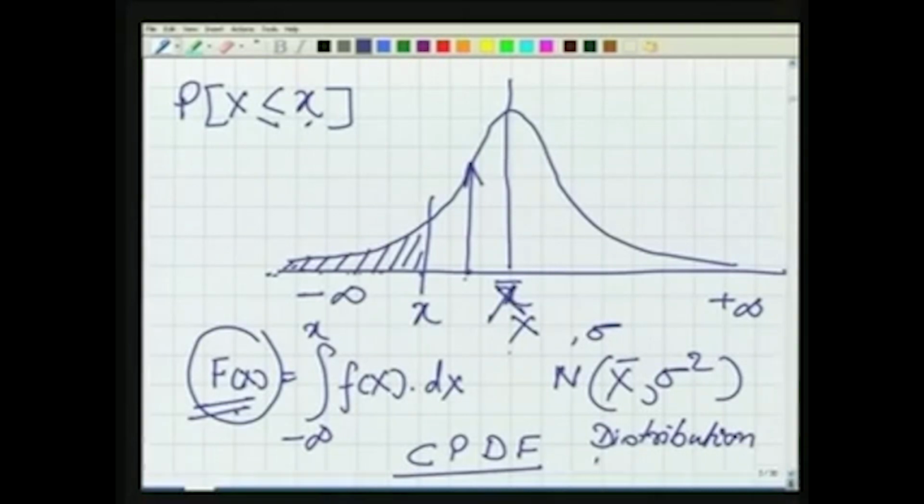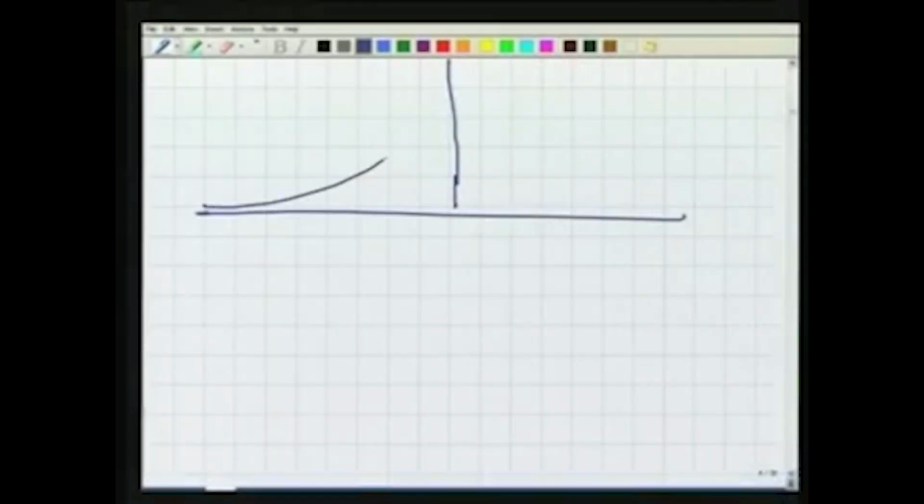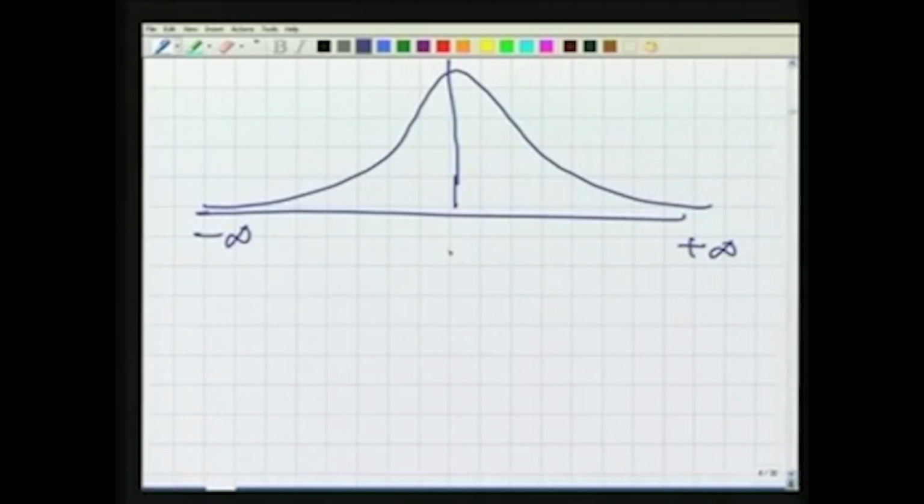Distribution function, this F(x). Now, we will try to plot these two together. I am plotting my normal curve first. Here is the normal curve from minus infinity to plus infinity for my variable x. This is the probability of occurrence of any value here.